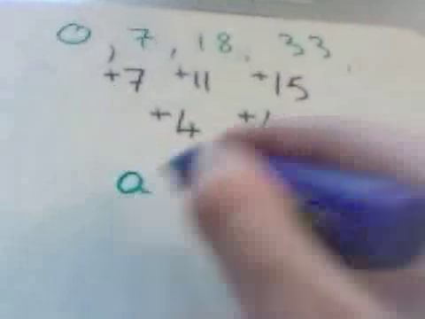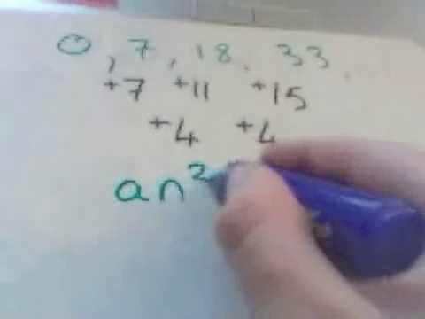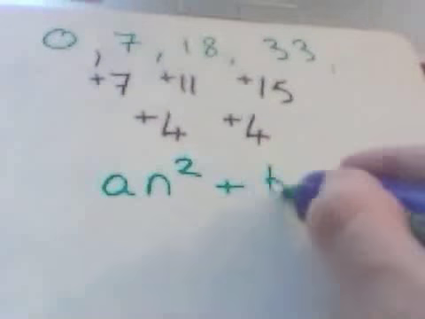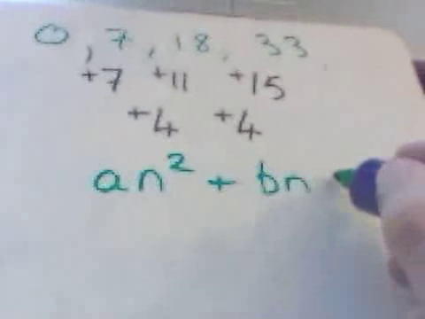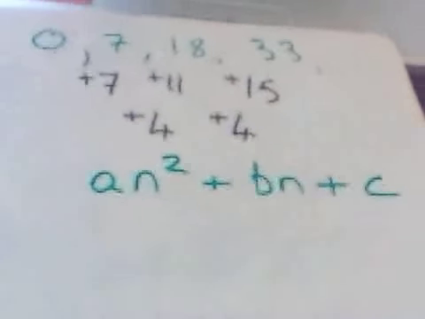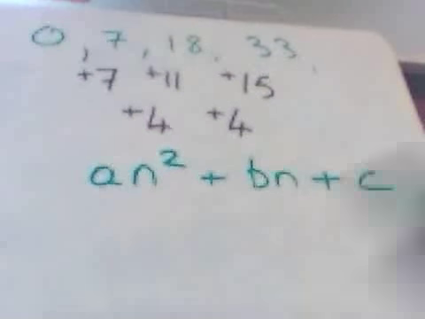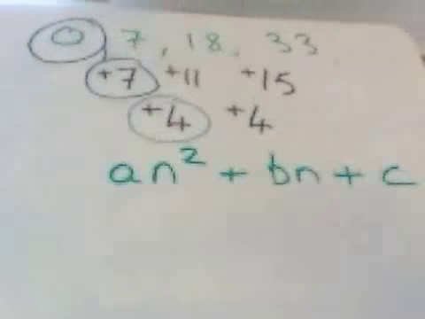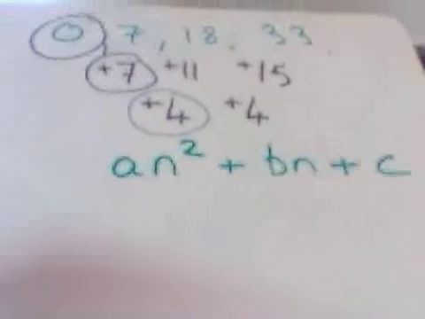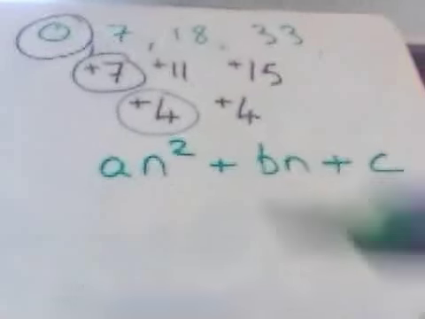So it's going to be something like something times n squared plus something times n plus another number. This will give the nth term. And here's how you go about it. You look at the numbers I've circled and you follow this very, very simple rule.